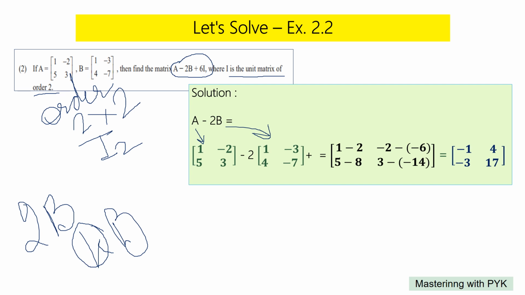So we have 1 less 2 ones are 2, right? Minus 2. Each element, so it is minus 2 less 2 3s are 6, that is minus 6. So on solving, we get the value minus 1, 4, minus 3, 7, 0. Now the third part which is left is 6I.